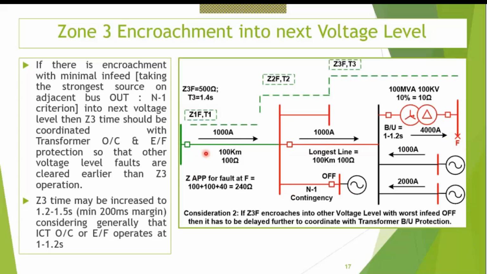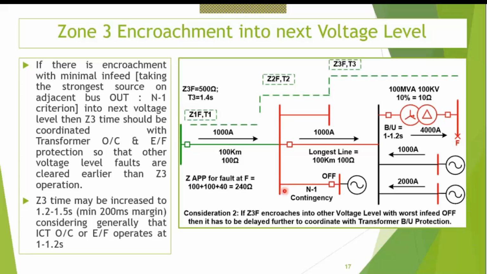But someday it might happen that the strongest source on your remote bus is off. It might happen, or in a sequential tripping, this becomes off. Then also this zone 3 should not trip earlier than this backup protection. That is why this N-1 contingency, when we design zone 3 reach or zone 3 time, should be taken that the remote end strongest infeed should be switched off and checked.